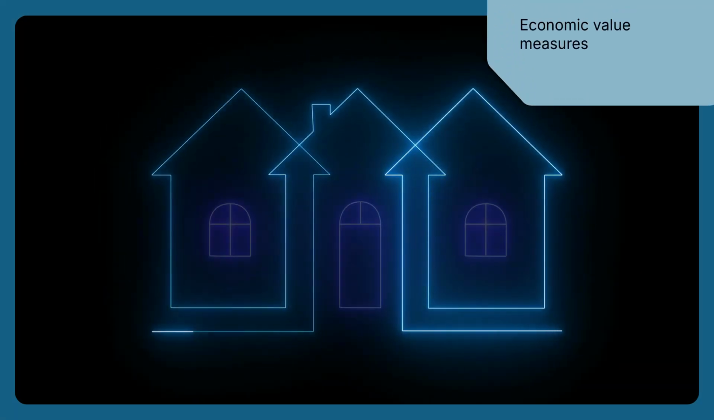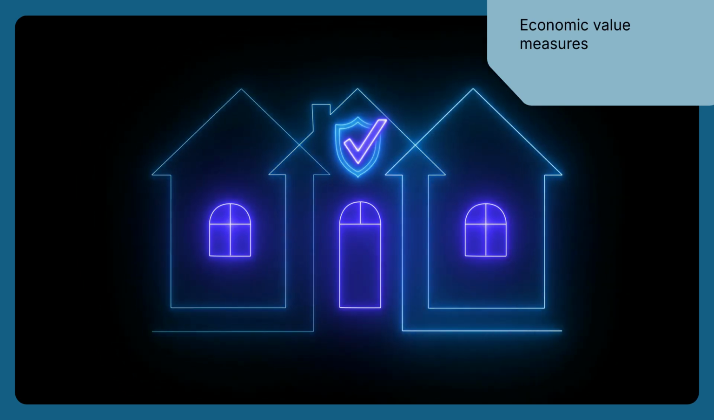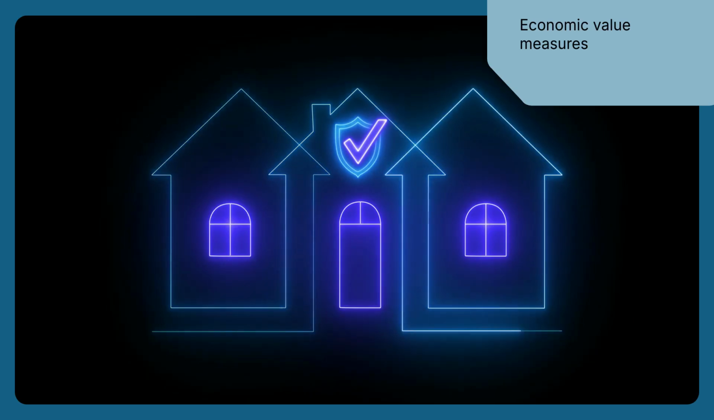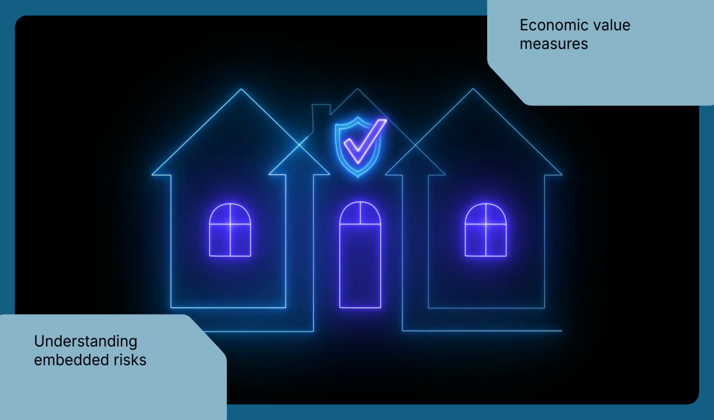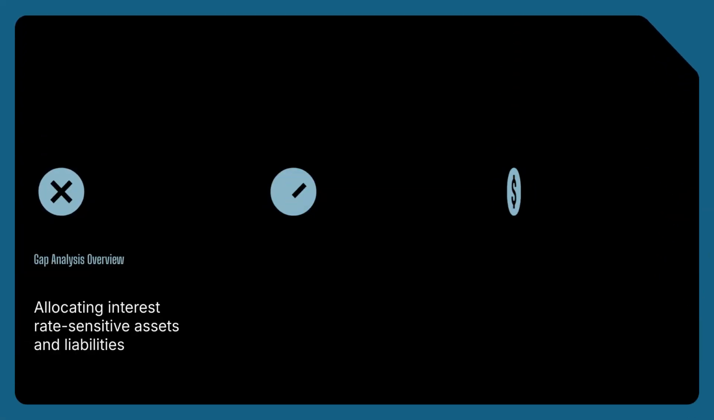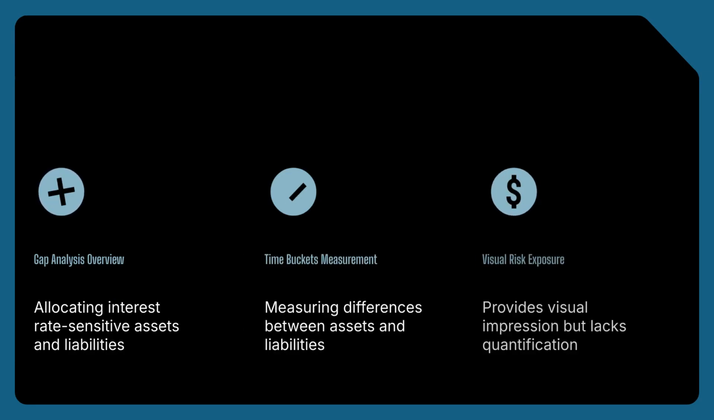Economic value measures like PV01, EVE, and EVAR capture interest rate sensitivity. They provide insights into gap risk, yield curve risk, and basis risk, helping banks understand embedded risks in the banking book. Gap analysis allocates interest rate sensitive assets and liabilities to time buckets, measuring the difference between them. It provides a visual impression of risk exposure but doesn't quantify it.